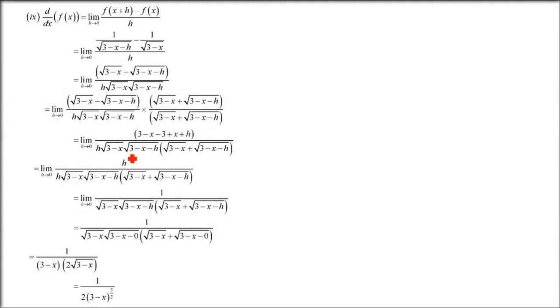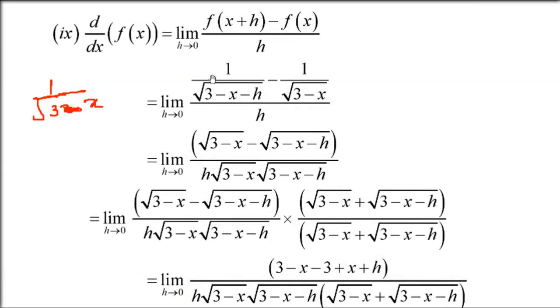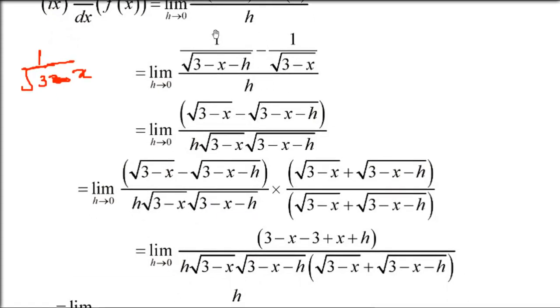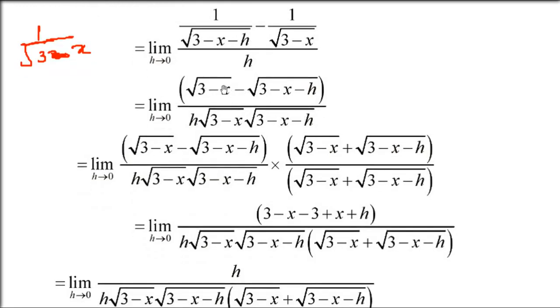Now next one is question number 9, first part: 1 by under root 3 minus x. This type of question, you know what you have to do, just use the RF, rationalization factor. I'll show it to you here only, because this type of question we've already done, a type of 1 by root x. So 1 by under root (3 minus x minus h), minus 1 by under root (3 minus x), divided by h. So take the LCM.